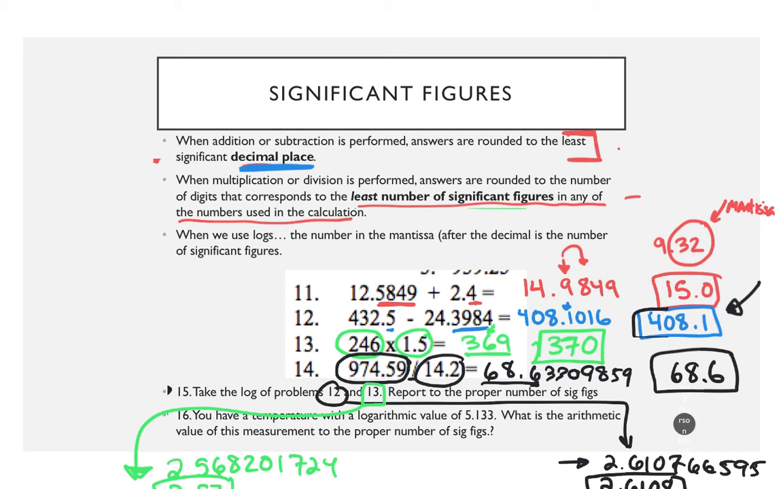You have a temperature with a logarithmic value of 5.133. What is the arithmetic value of this to the proper number of sig figs? So we have to undo that log. Okay, so go ahead and try that and see what you come up with for an answer, and then come back and check.